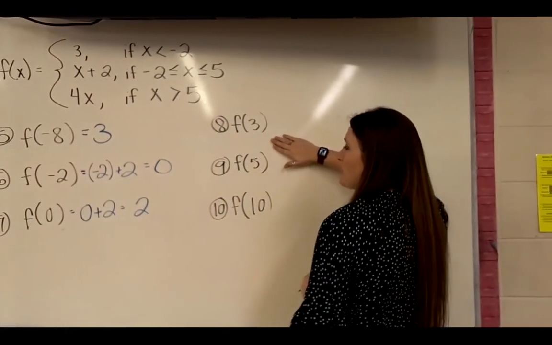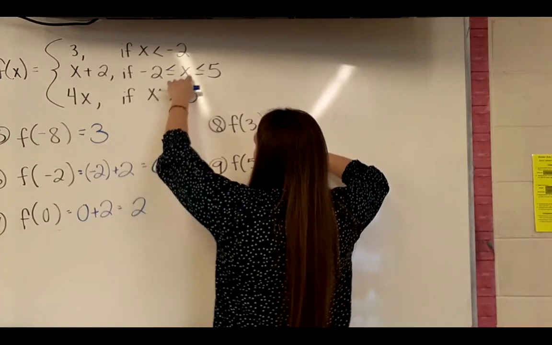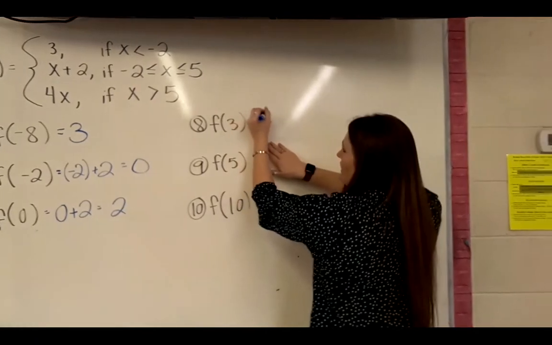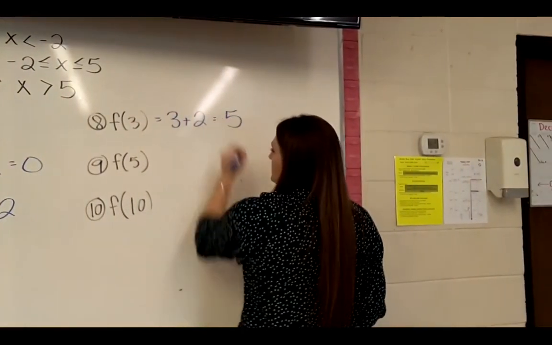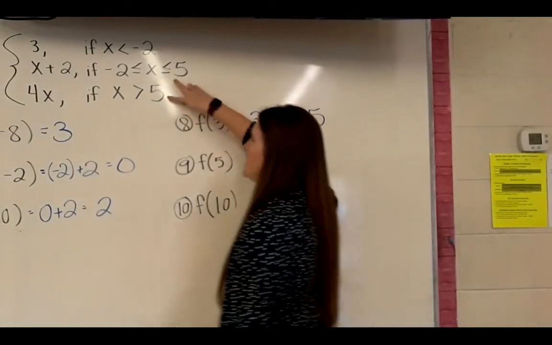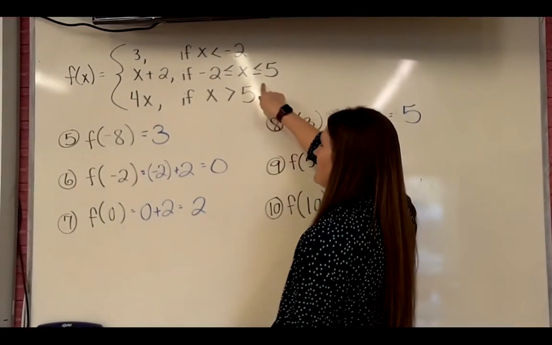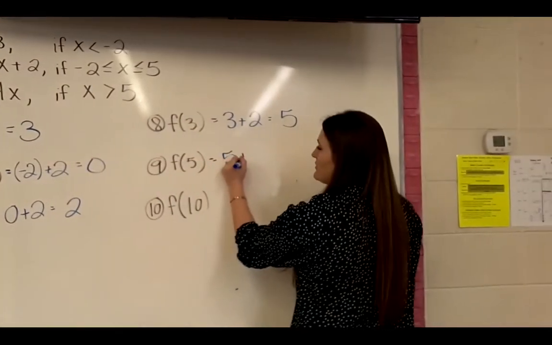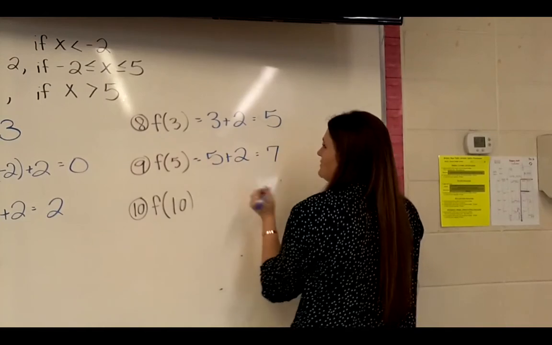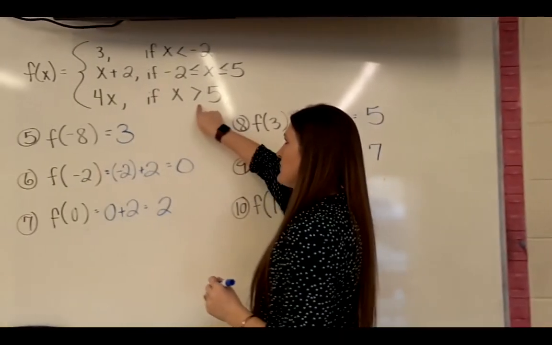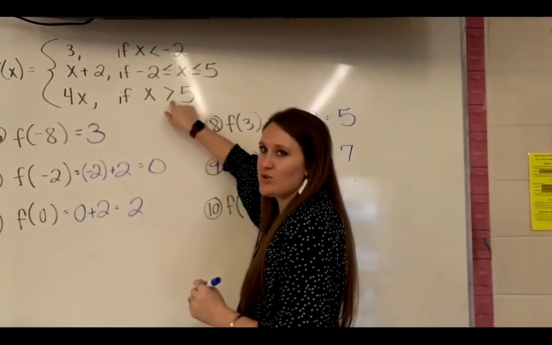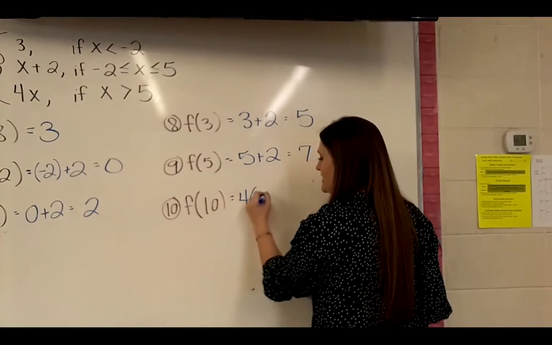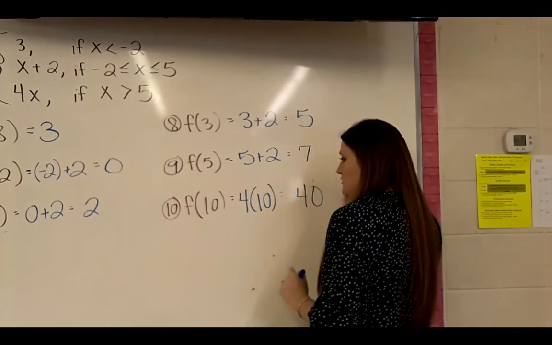So my next one, f of 3. 3, again, falls in this middle one because it's less than 5, but greater than -2. So I have 3 plus 2, which is 5. Next one I have is f of 5. We have 2 with a 5. This one, it has to be greater than 5. This one, it's less than or equal to 5. So again, that middle one, we have a lot that fall in that middle category. So we get 7. And then the last one, f of 10. That's the only one that fell in here because 10 is greater than 5. So I come back, that's 4x, which means 4 times x. On this problem, my x is 10. So f of 10 is 40.